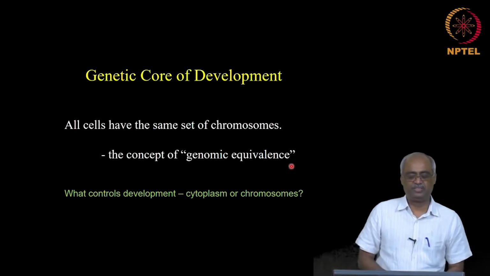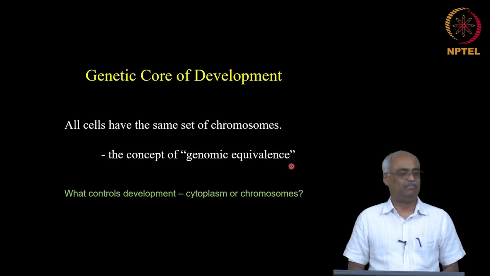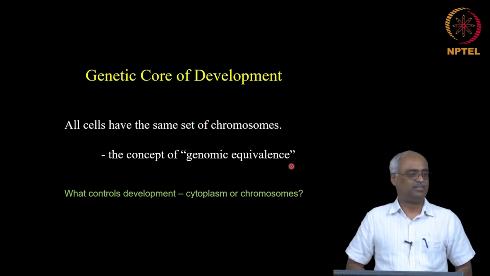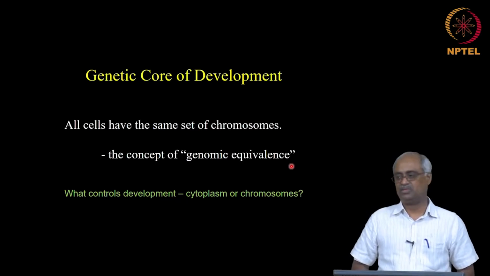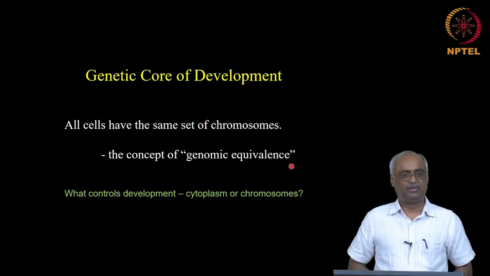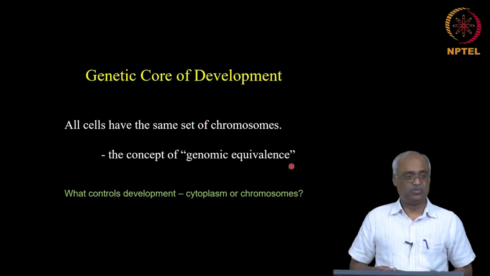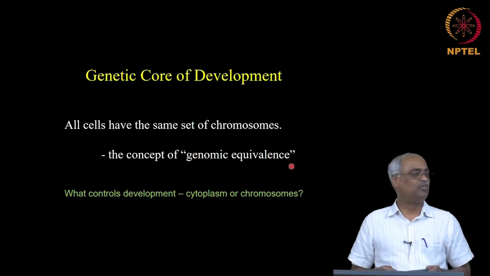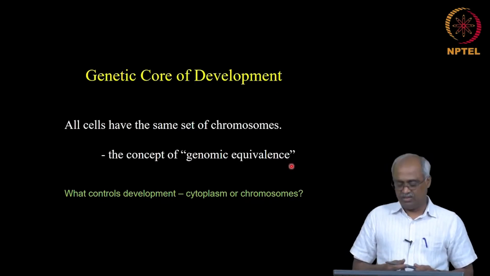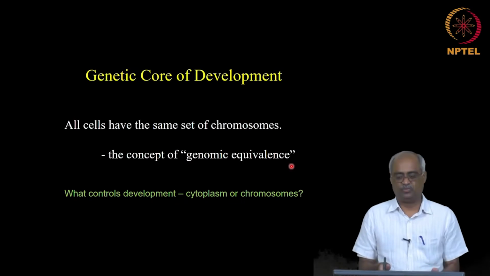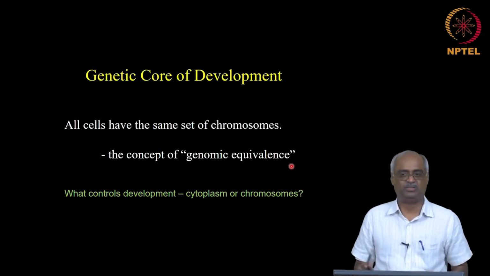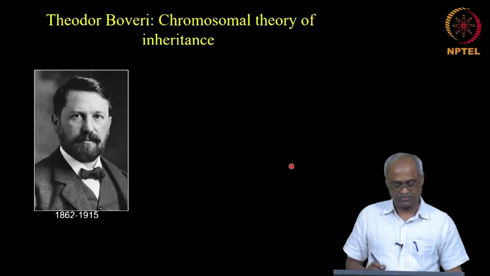So now the question is, what controls development? Is it the cytoplasm of the oocyte? The oocyte comes with a huge cytoplasm, much bigger than most other cells. So does it come with all the required things for an organism's development? That was one school of thought. Another one was chromosomes, that it is the chromosomes that determine, not the cytoplasm. So people pursued both of these to find evidence, that is how science progresses. So we will see those.